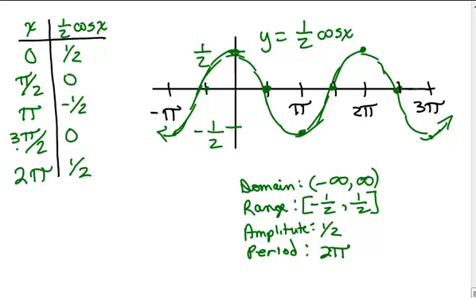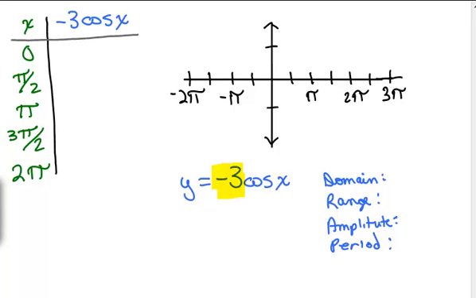So here's our next example. Let's graph y equals negative 3 cosine of x. So what we see this time is we have a negative 3 in front of the cosine. So I know I'm going to do negative 3 times whatever the cosine of x is. So we know we're going to do negative 3 times all of these.